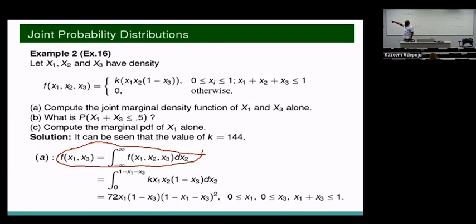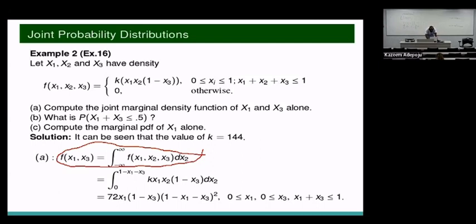When you do your mathematics very well, that is what you're going to get. And why is it that dx2 goes from 0 to 1 minus x1 minus x3? Not only dx2. Let's say I'm looking for f of x1, x2. I will be integrating with respect to x3, right? The x3 is going to go from 0 to 1 minus x1 minus x2, because of the restriction: x1 plus x2 plus x3 is less than or equal to 1.